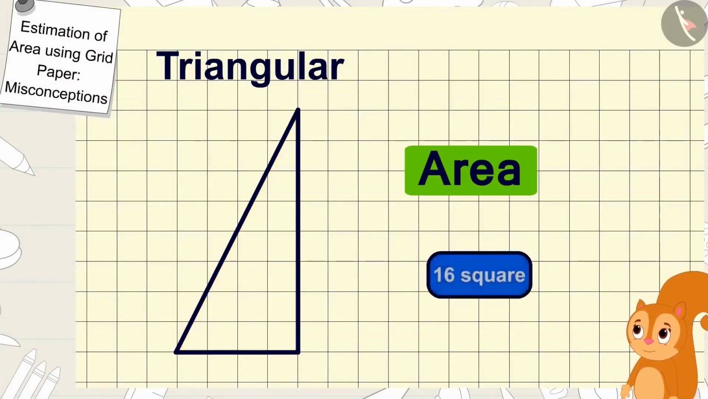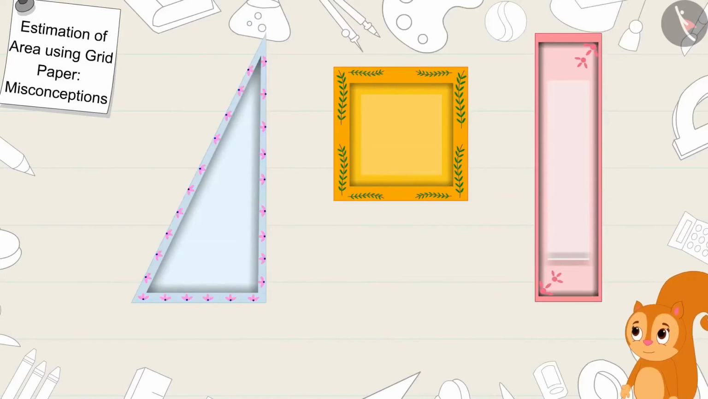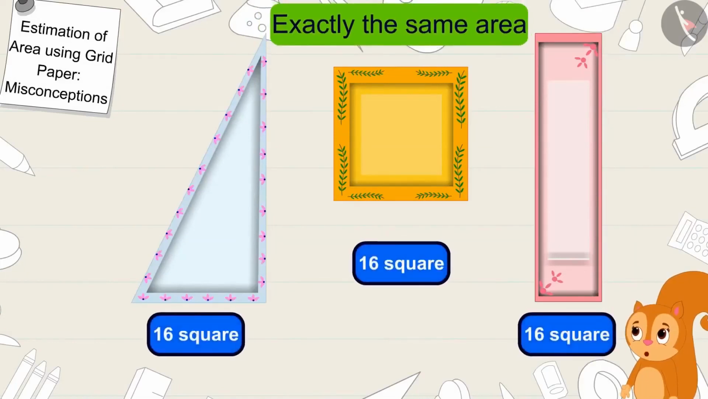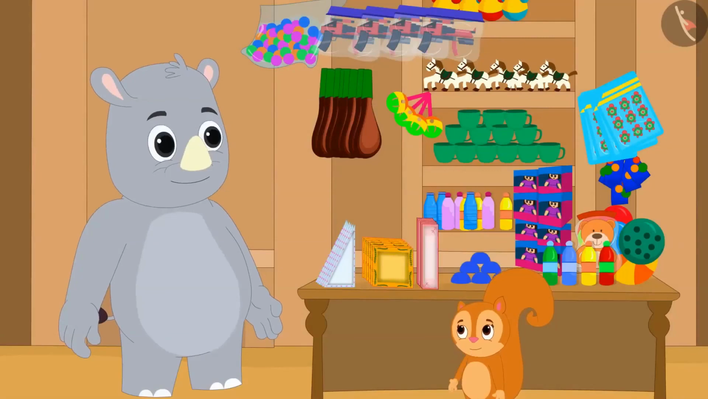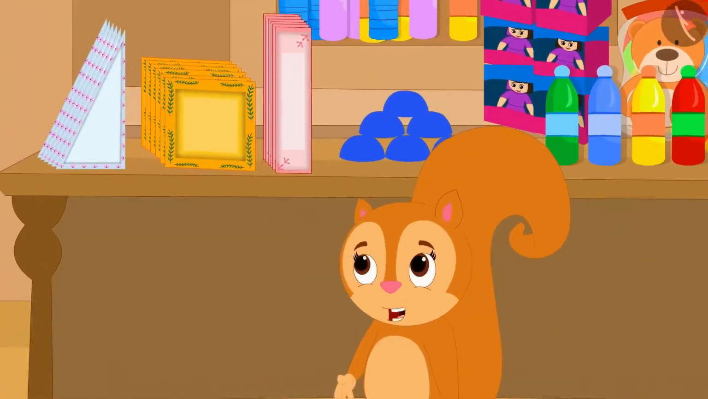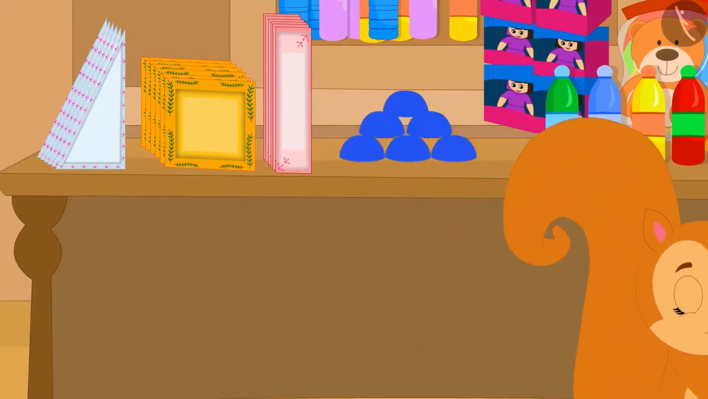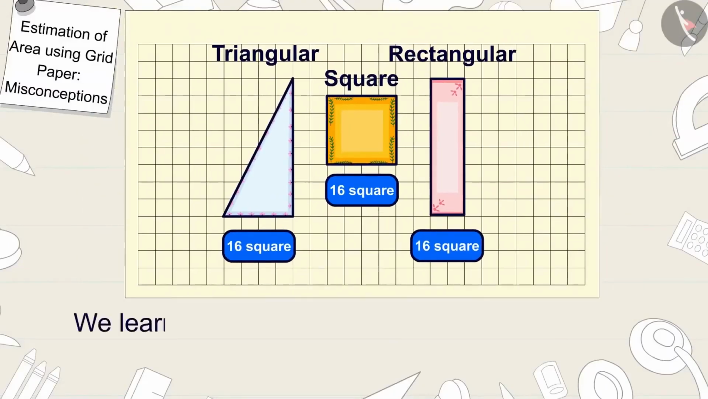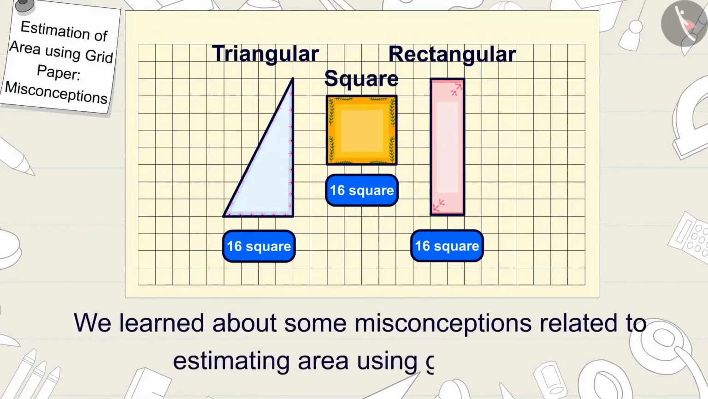Hey Gaggu, there are 16 squares in the area of this triangle-shaped plate too. You are right. The shapes of these plates may be different, but their areas are exactly the same, Chanda said to Gaggu. The plates of these 3 shapes are very beautiful. Give me plates of all these 3 shapes, said Chanda, and then bought plates of all 3 shapes from Gaggu. Children, in this video, we learned about some misconceptions related to estimating area using grid paper.